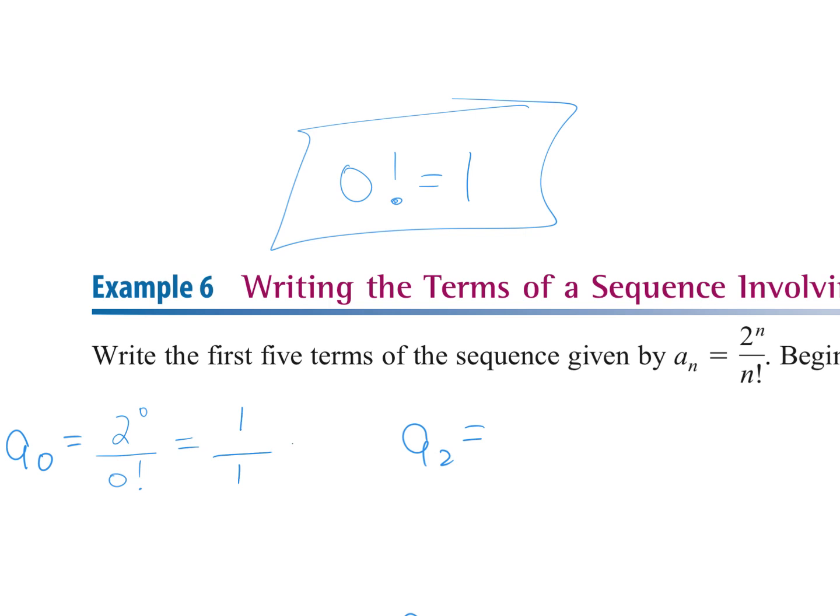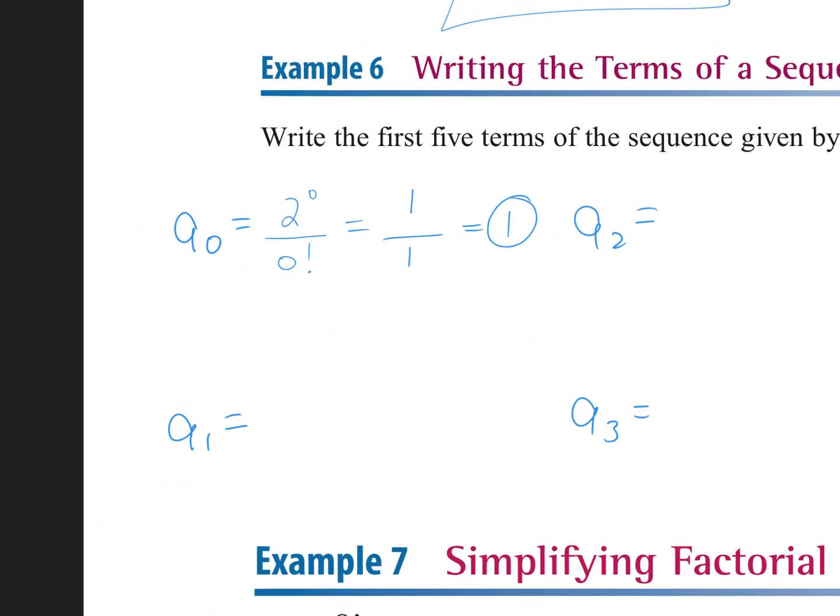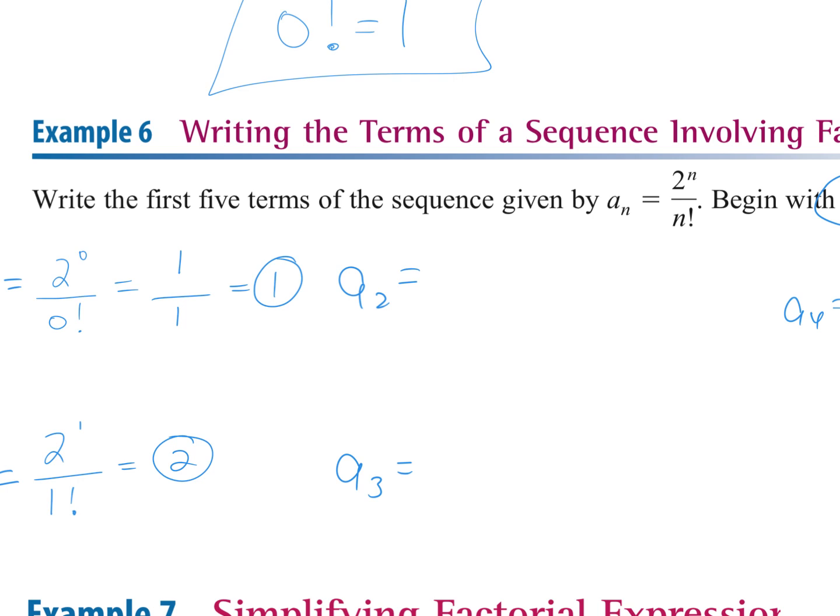So what is the first term here? It's 1. So now I'm going to plug in 1s everywhere I see an n. So I have 2 to the first power over 1 factorial. Well, what does that mean on the bottom? 1 factorial. 1 times everything below it, which is 1 times 1. So this is just how much? 2. No big deal.